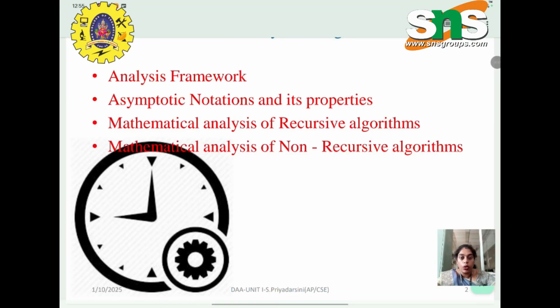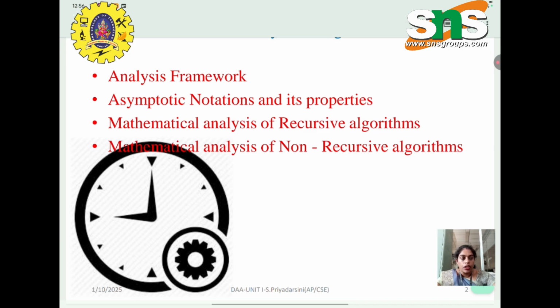Today we will be seeing one of the most important topics in computer science, that is the analysis of algorithm efficiency. Whether you are preparing for university exams or job interviews, understanding this unit will give you a solid foundation in how we evaluate and compare algorithms.